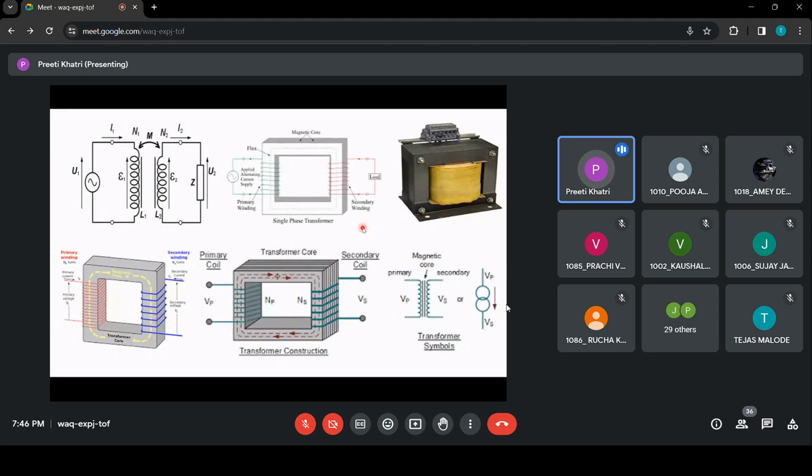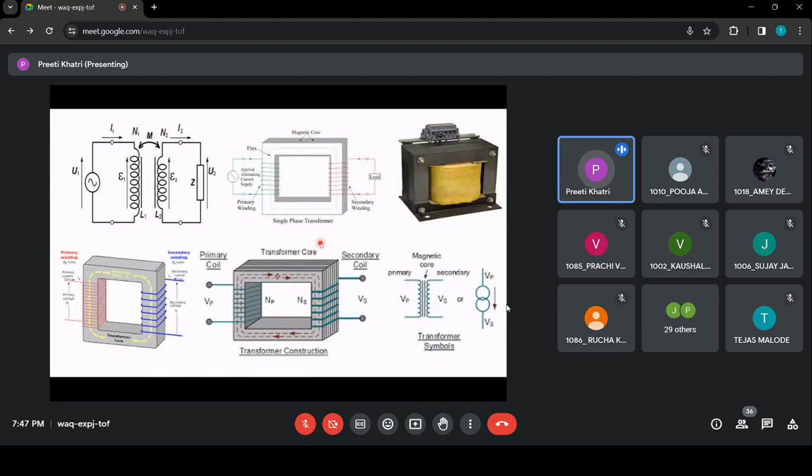So based on Faraday's law, there are two parts present: one is the magnetic core and the second is the winding. These two coils, the primary coil and the secondary coil, have mutual inductance, and a steel laminated core is present. These two coils are insulated from each other and from the steel core also. So insulation is provided between the primary and the core, the secondary and the core, as well as between the primary and the secondary. There are different parts present in the transformer also.